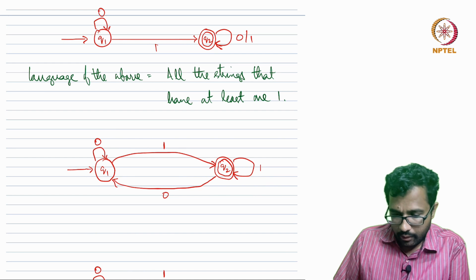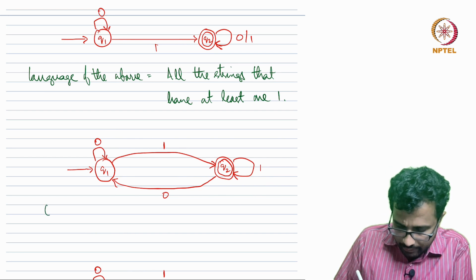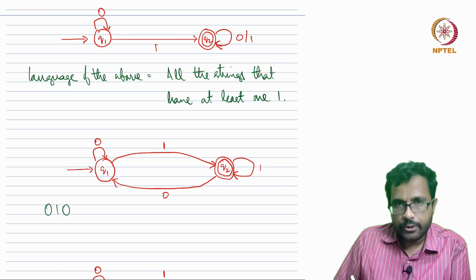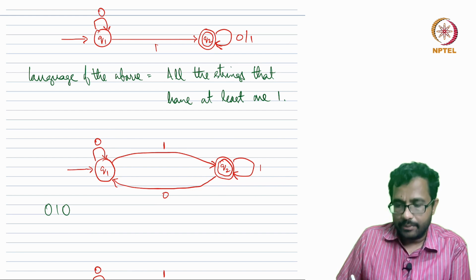In other words, let's consider the string 0, 1, 0. You are in Q1, 0 keeps you at Q1, 1 takes you to Q2, and 0 takes you back to Q1. It is not accepted.